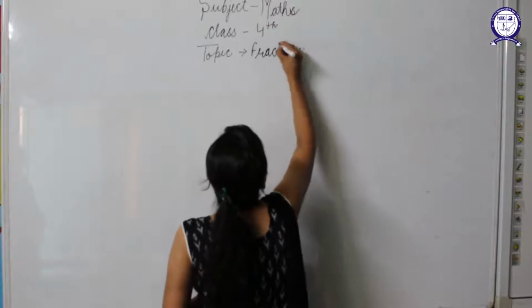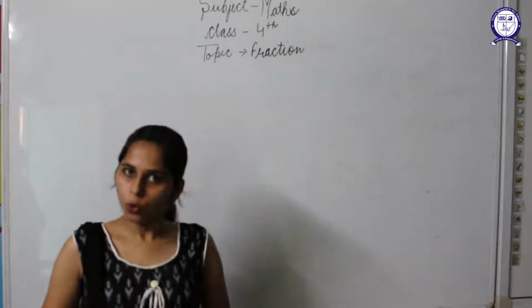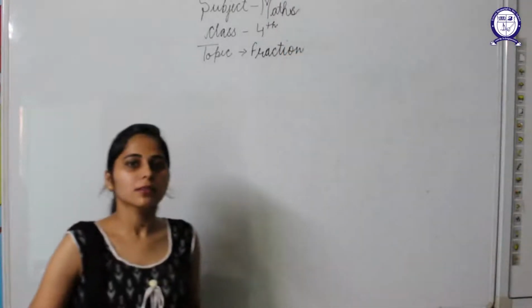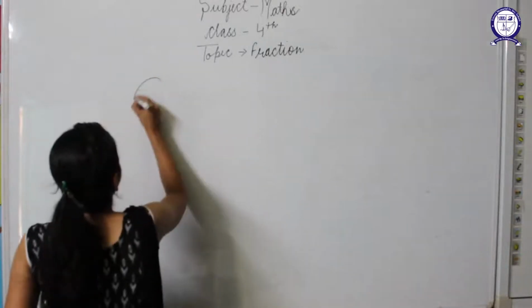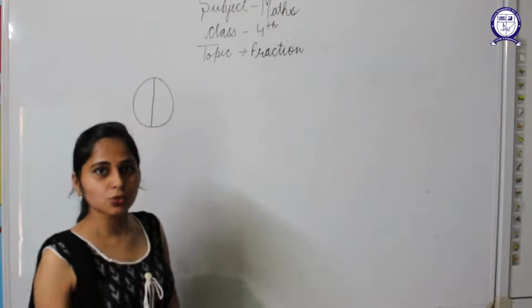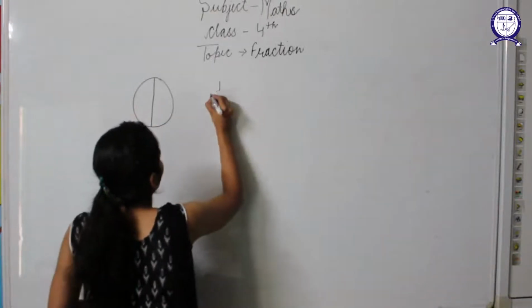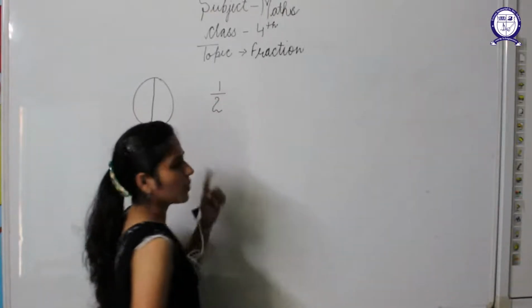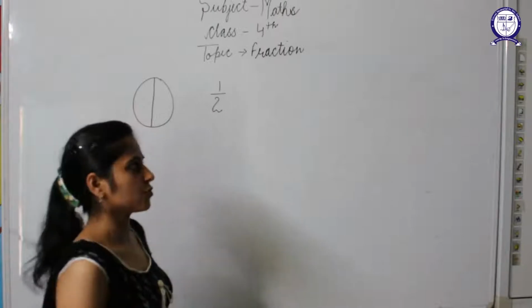Now students, what is a fraction? Fraction is the part of the whole. Means we are having a circle that is divided into 2 equal parts. So what are these 2 parts? These are representing 1/2. So this 1/2 is representing a fraction, students.